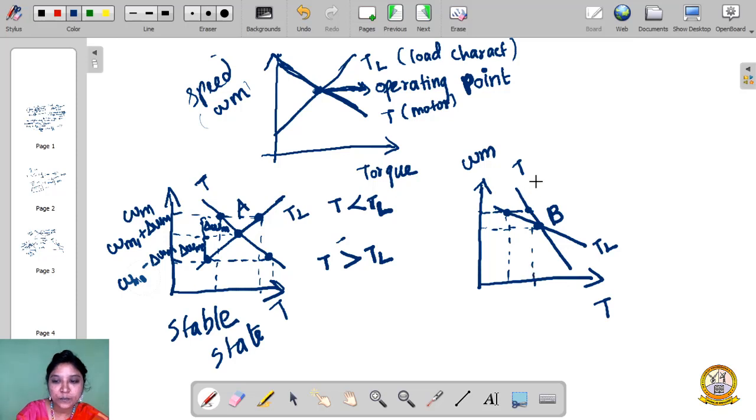If you see, motor torque is greater than the load torque. So what happens when the motor torque is more than the load torque? Again the speed of the motor increases. So if the point is already here and we increase again, it can't attain this point B. It still moves away from the point.